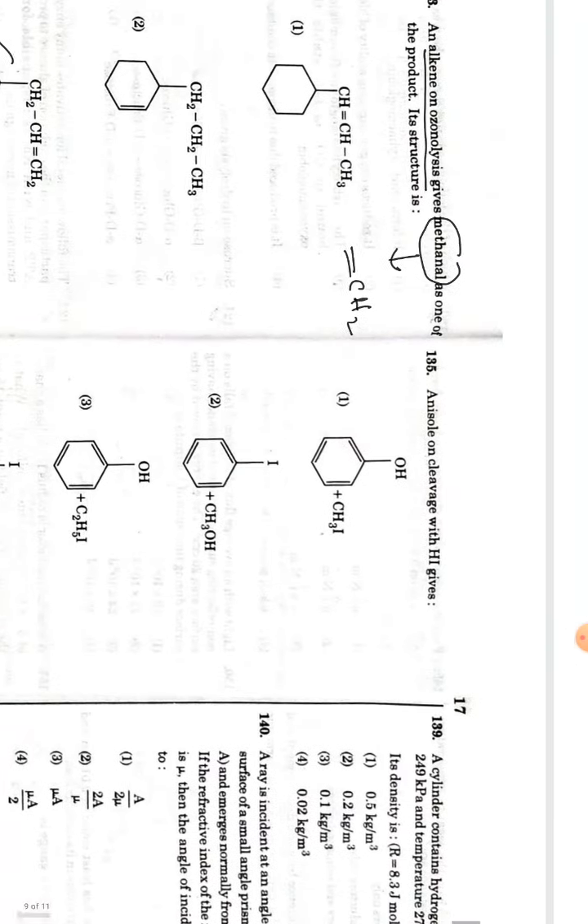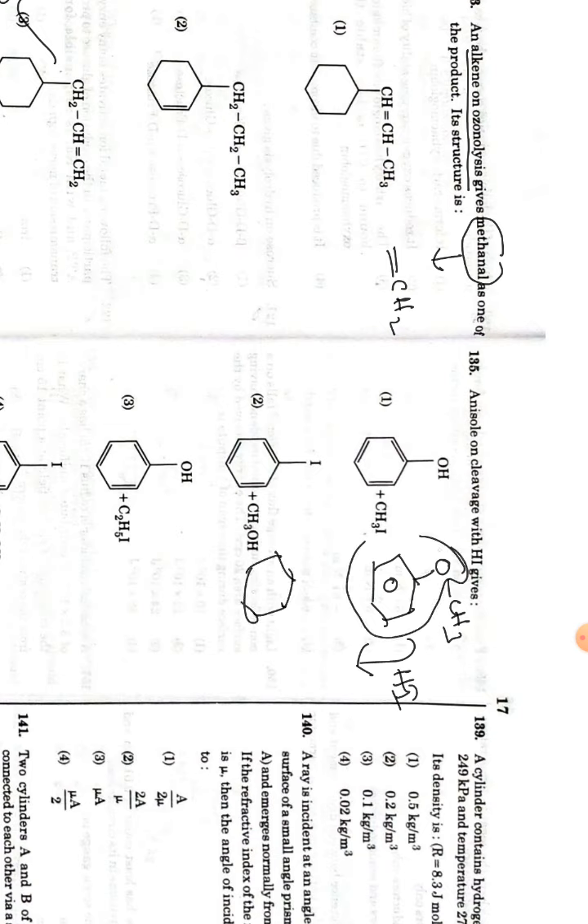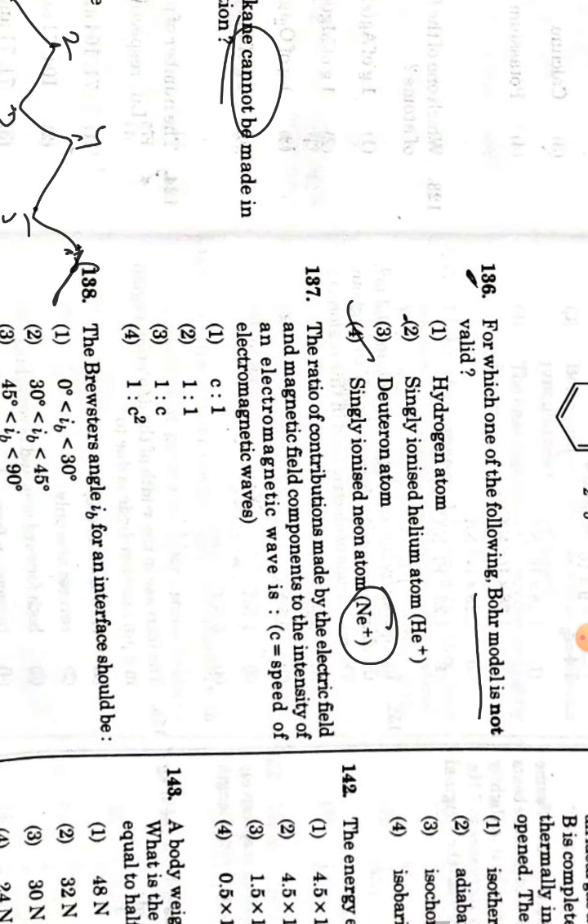Okay. 135. Anisole, the beautiful Williamson's ether synthesis, cleavage of ether. Anisole on reaction with HI: this bond is attached to oxygen, so it will become phenol plus HI. 135. Bohr's atom is valid for only single electronic systems. There is a single ionized neon atom, so the answer will be 4.